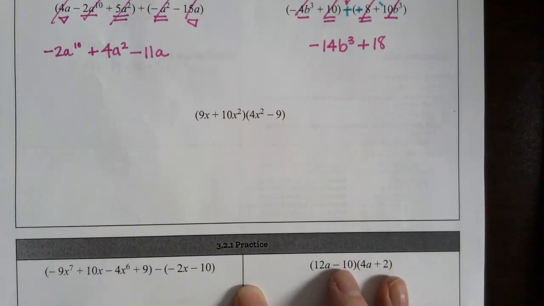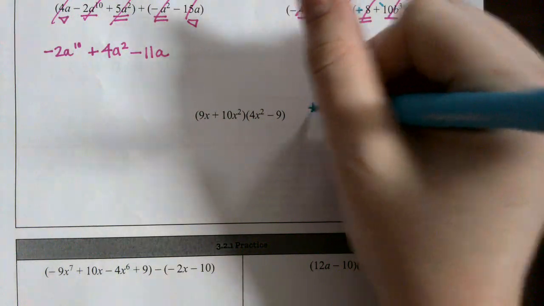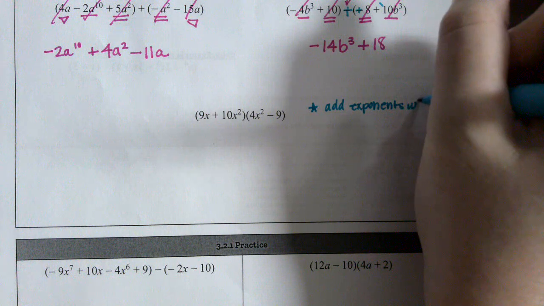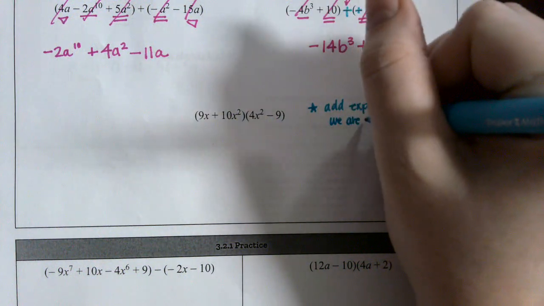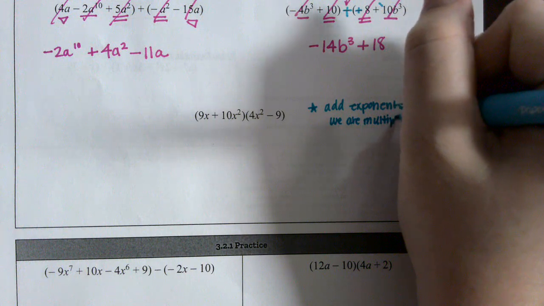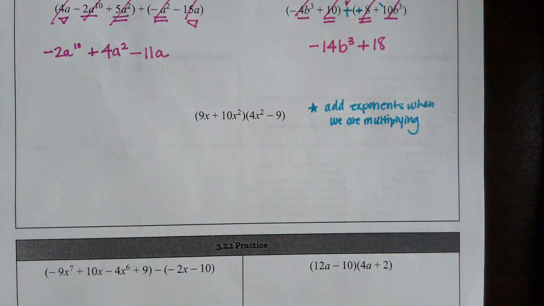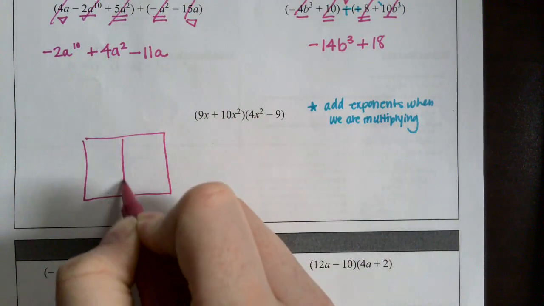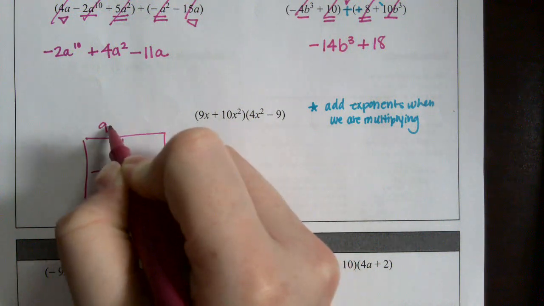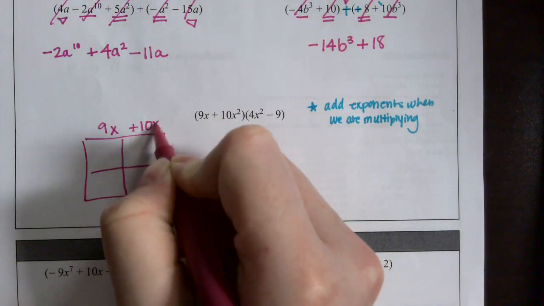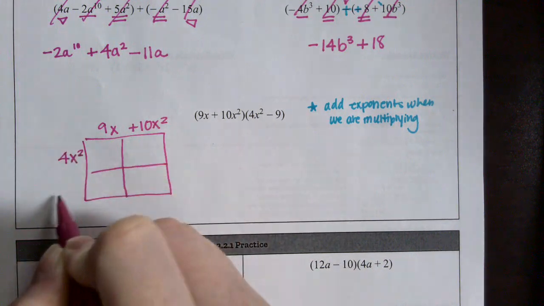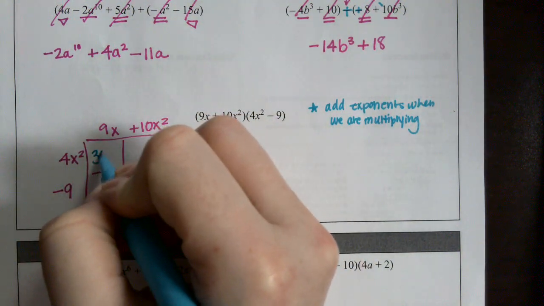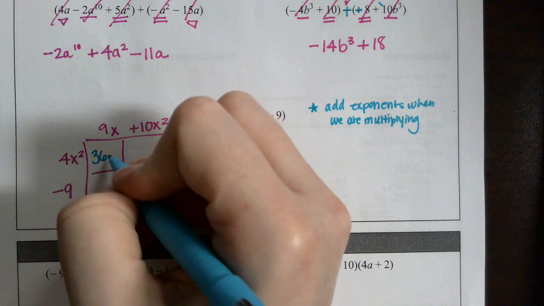Now multiplication. The only thing you really need to remember is that we add our exponents when we are multiplying. So let's go ahead and do that. I like to use the box method when I multiply, but you could also distribute. That's fine with me. If I use the box, I'm just going to line up my terms on the top and the side, and multiply to get the inside. So 9 times 4 gives me 36, and then I have x here and x squared here, so I have x to the third.